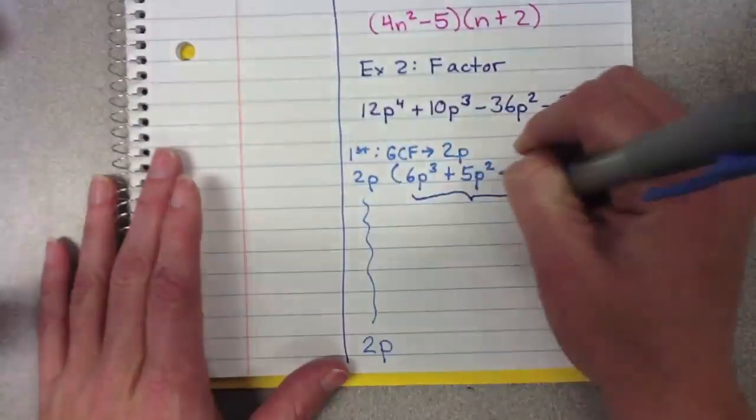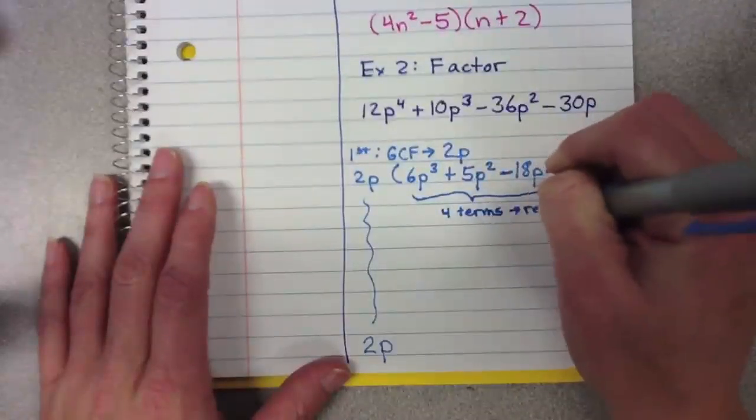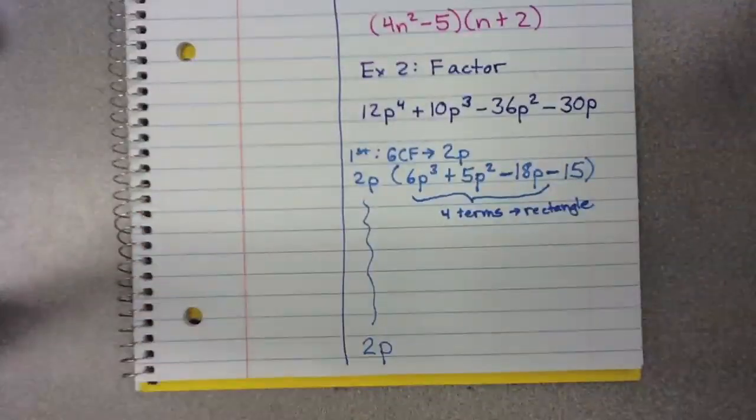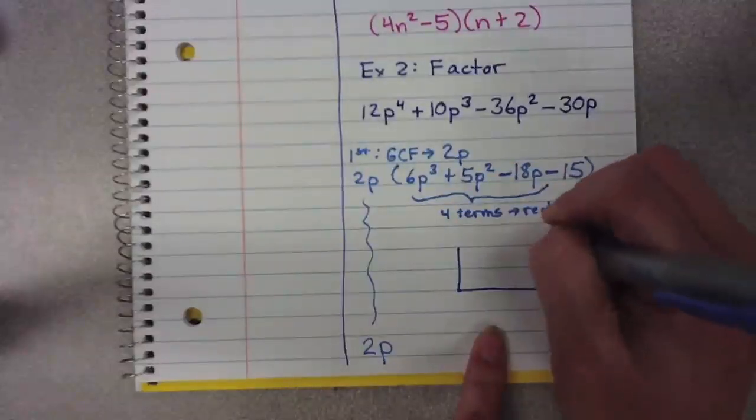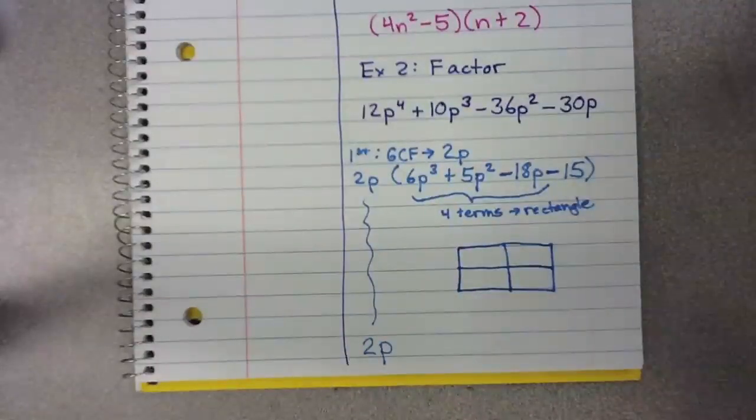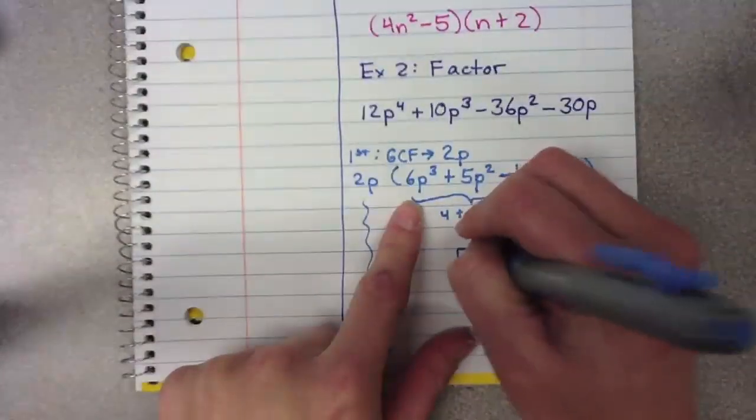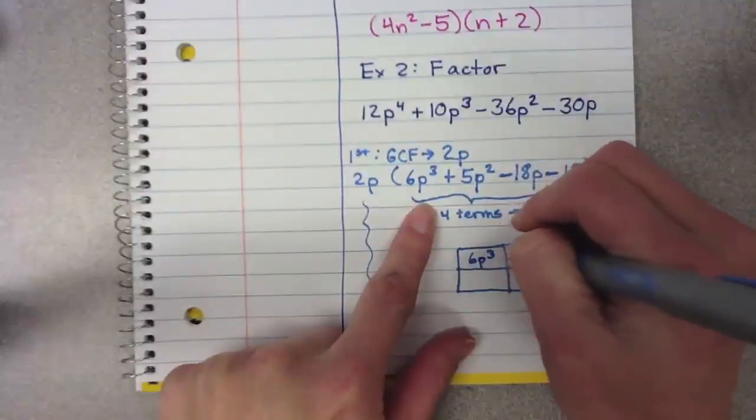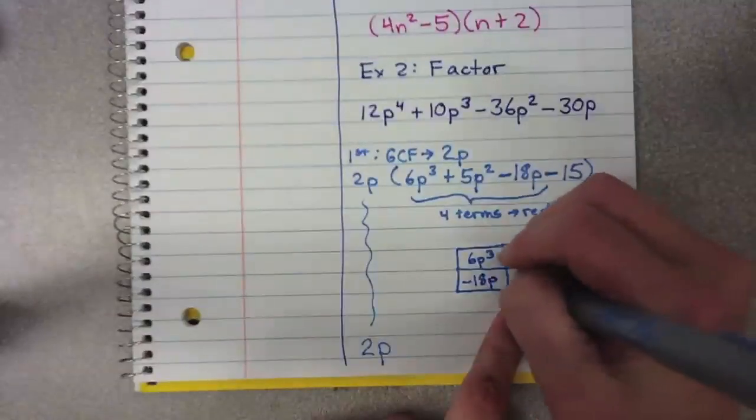This, we just decided, is 4 terms. So we're going to use a rectangle. So you set up your rectangle. Are the 4 terms in standard form already? Yes, so you get to just plug it in order. If it wasn't in standard form, put it in standard form. So now we have a 6p cubed, positive 5p squared, negative 18p, and a negative 15.